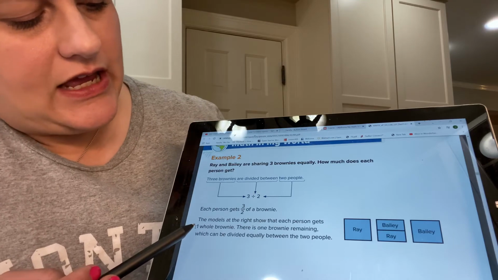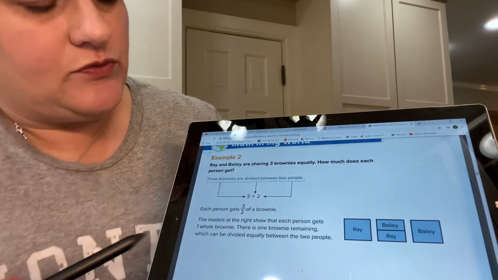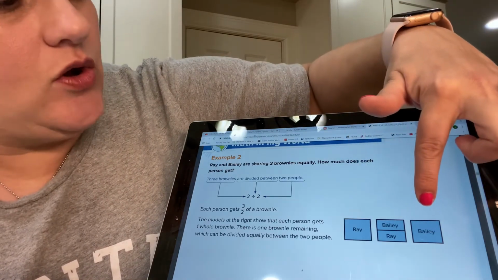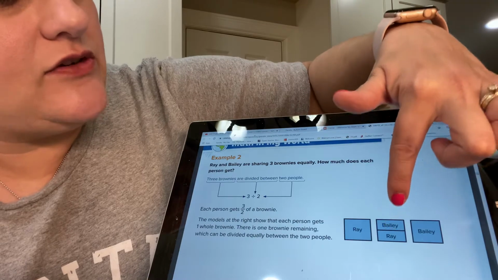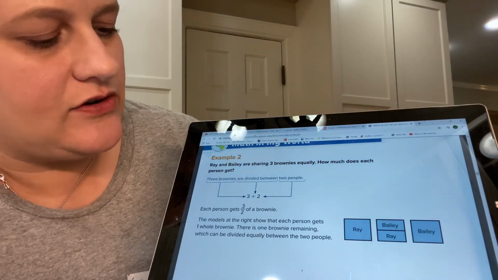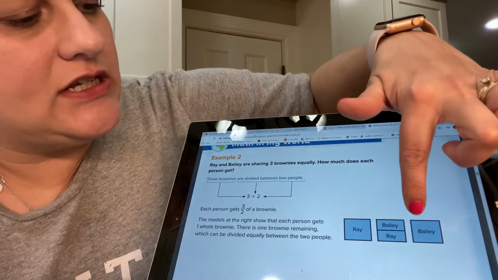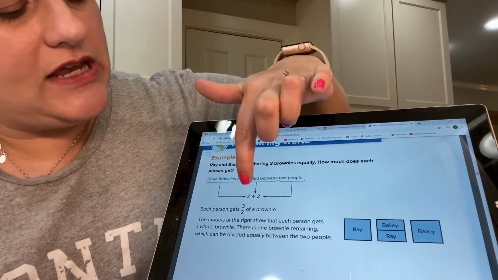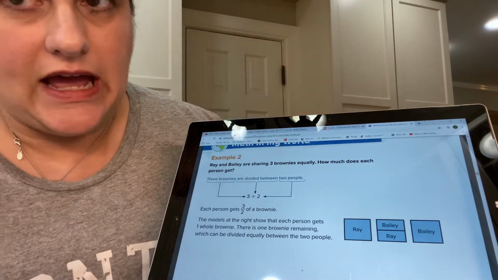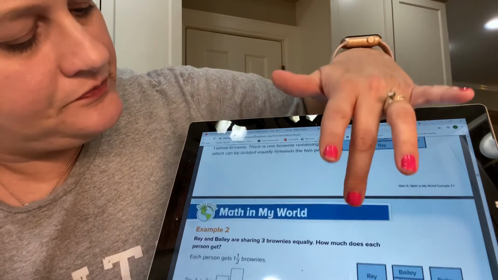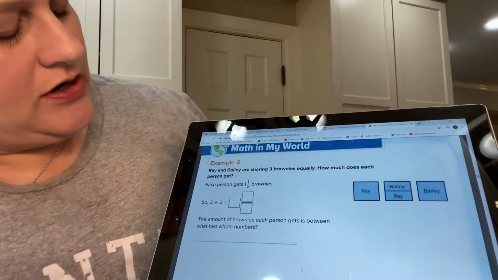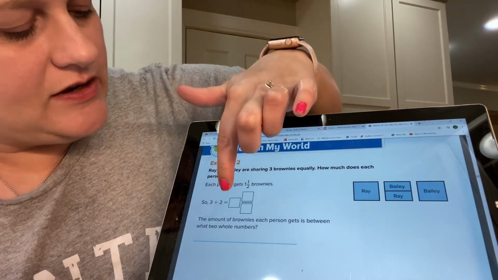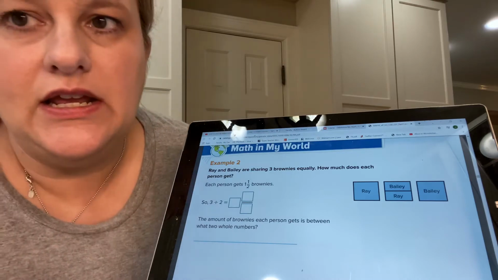The models at the right show how much each person would get. Ray would get a whole one, and Bailey would get a whole one, and then Ray would get another half, and Bailey would get another half. So they would each end up with 1 whole and 1 half. If you divide 3 by 2, you get 1 1/2. So that works out. Here, each person gets 1 1/2 brownies, because if you do 3 divided by 2, you get 1 1/2.